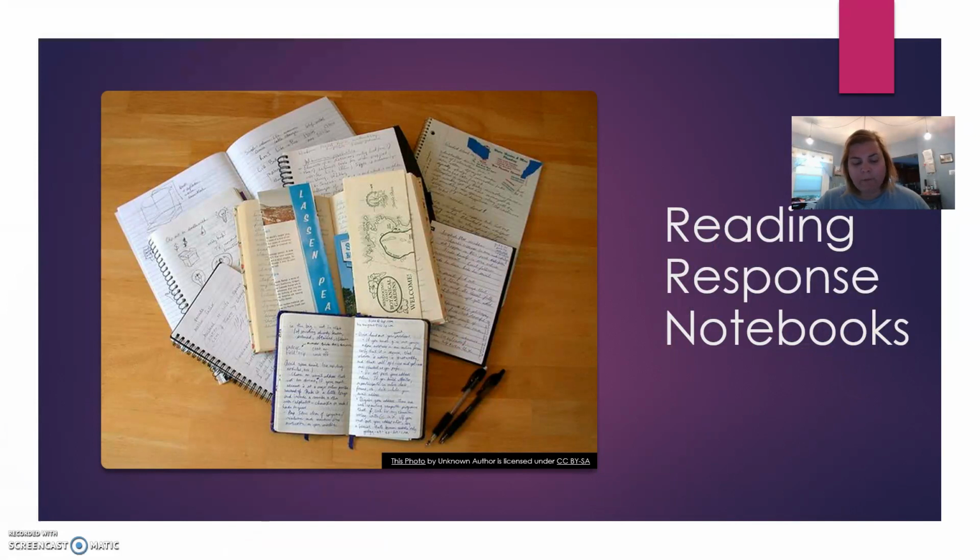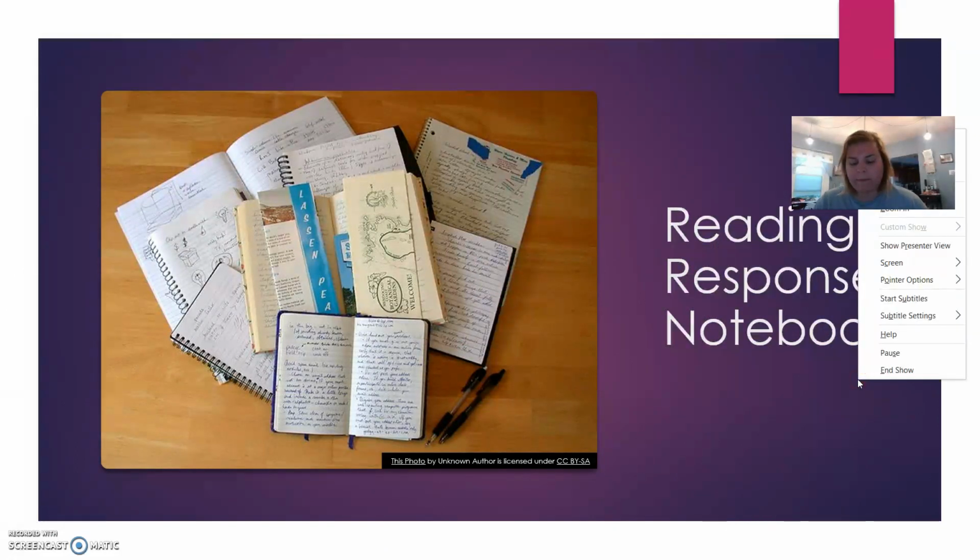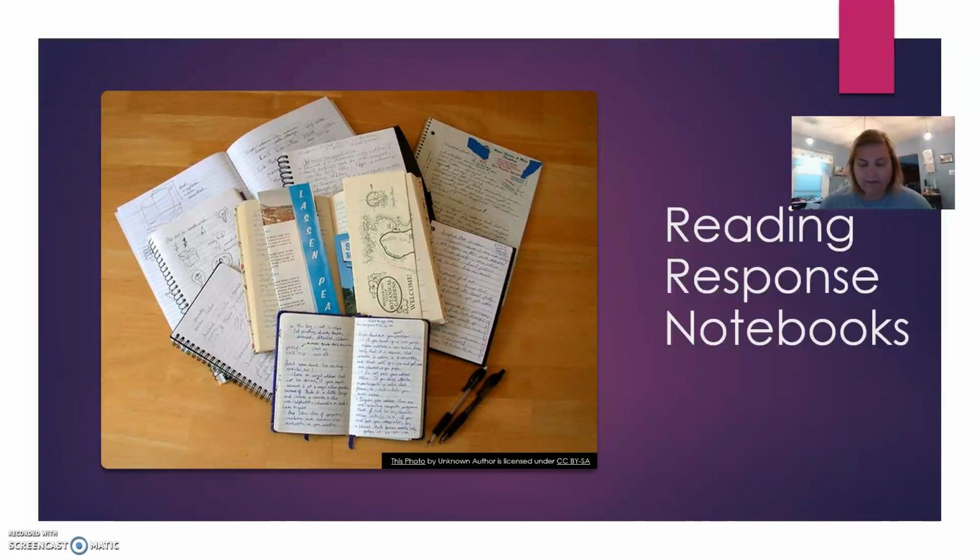Reading response notebooks allow for less formal reading assessment by having students take shorthand notes in their notebooks while they read a book. They can refer back to these notes at the end of a chapter, and the teacher can also see questions or quotes the student came across.